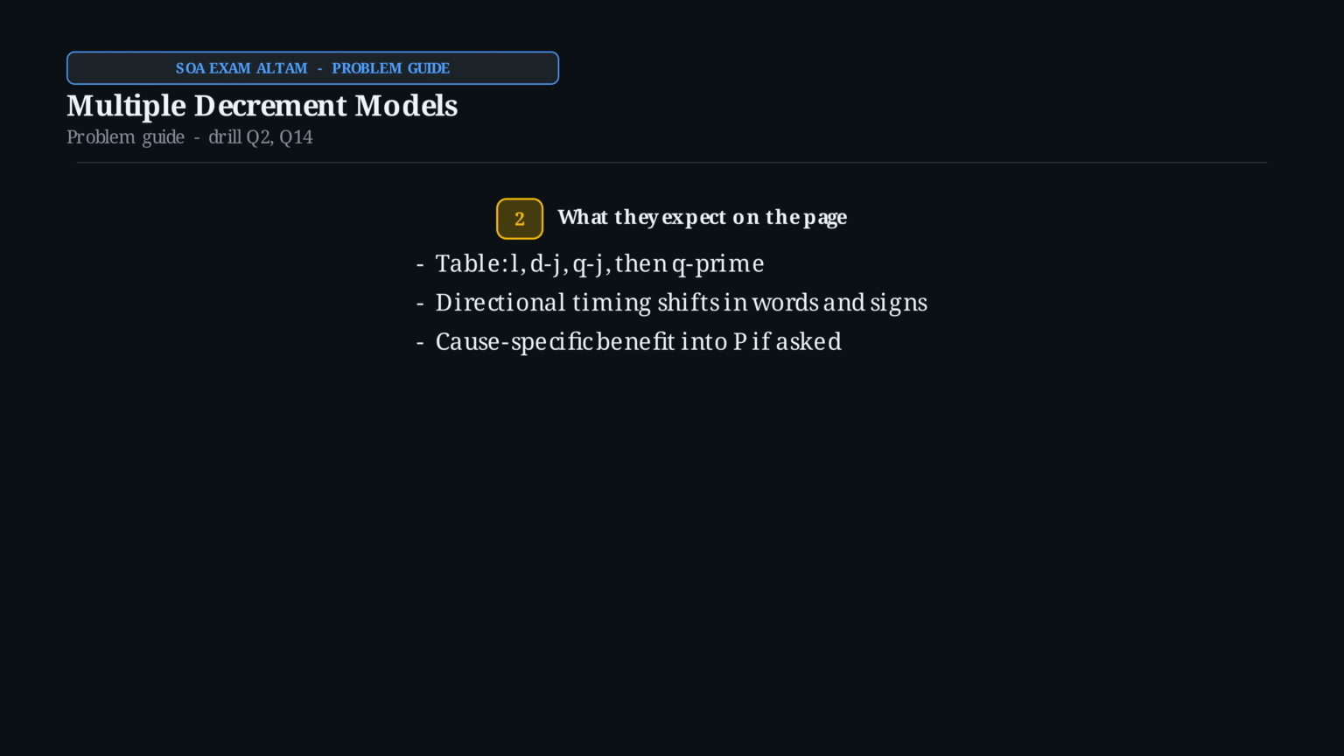They expect a clean table: L, D to the J, Q to the J, and then Q prime if asked. They expect a directional sentence when timing changes. One Q falls, another rises, a third may be unchanged. On the harder rung, they expect you to wrap a cause-specific benefit into an equivalence premium. They do not expect you to invent a new table without using the given forces or counts. Official numbers live on the question videos.